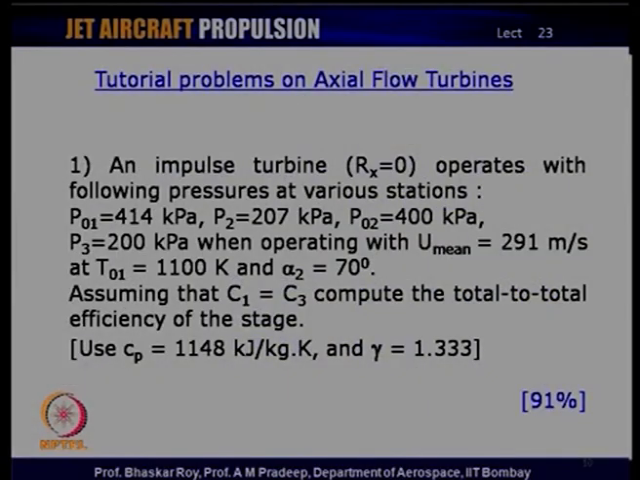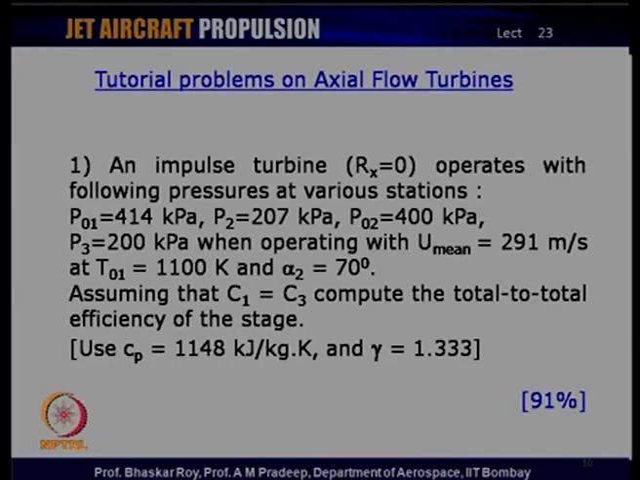What I will do now is prescribe a few problems for you to solve for yourself using the methodology that we have just used. The first problem is that of an impulse turbine, where reaction is 0. It has an entry pressure of 414 kilopascals, static pressure of 207, and exit P0 from the stator nozzle of 400 kilopascals. So, it has lost about 14 kilopascals across the stator nozzle.